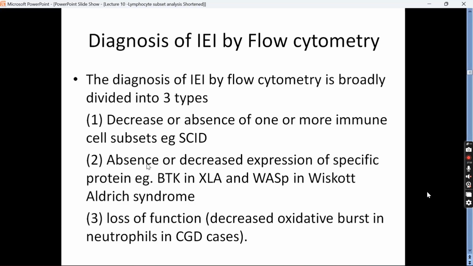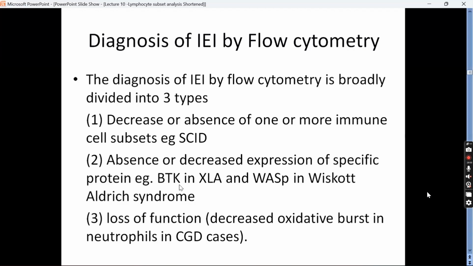Okay, so the second is absence or decreased expression of specific proteins. For example, there is something called BTK, Bruton's tyrosine kinase. This is normally expressed in B lymphocytes. In cases of XLA, where there are no B cells, you find this BTK to be not expressed. Since there are no B cells, you need to check that in monocytes. So this BTK will not be expressed in monocytes.